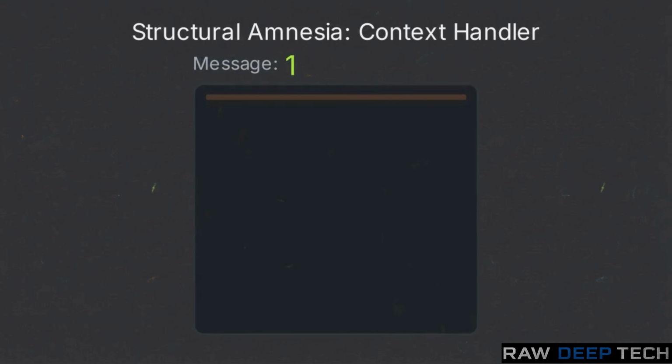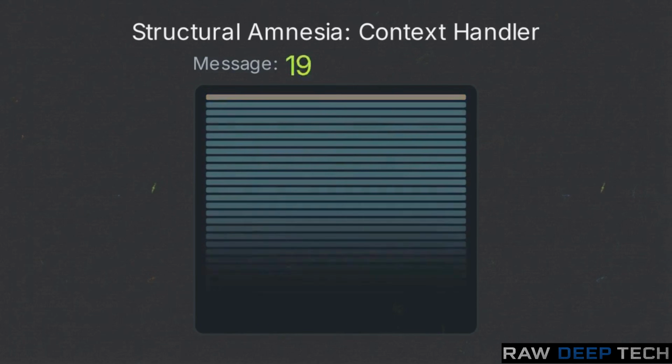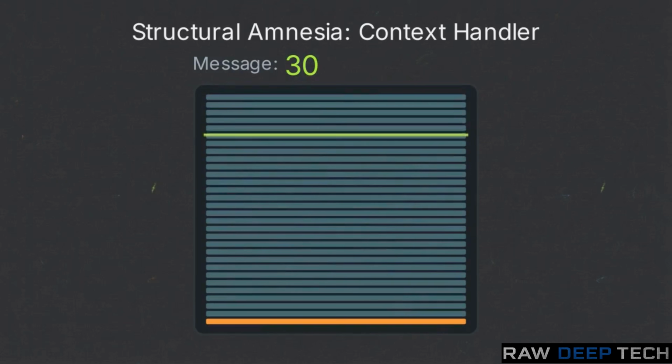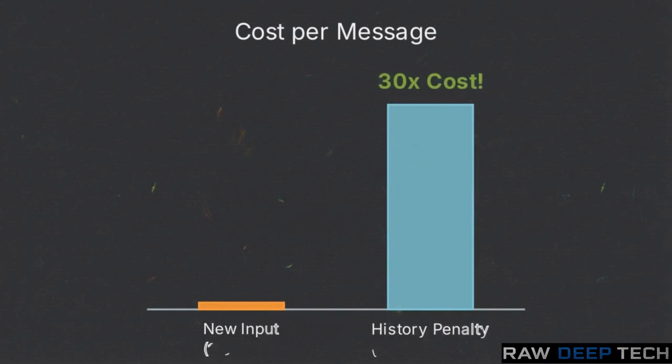This diagram illustrates how the model handles context. Every time you send a message, Claude has to reread your entire conversation history from the top down. Message 1 is cheap, but by message 30, Claude is processing 29 previous exchanges before it even thinks about your new question. You are paying 30 times the computational price for the exact same action.